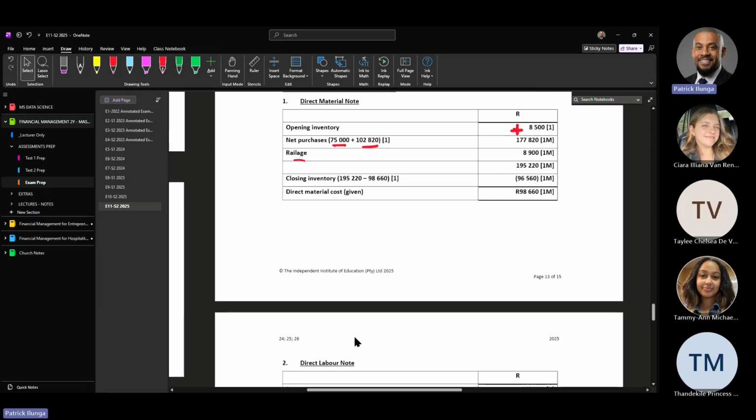Still does not answer our question. How did they get the closing inventory?